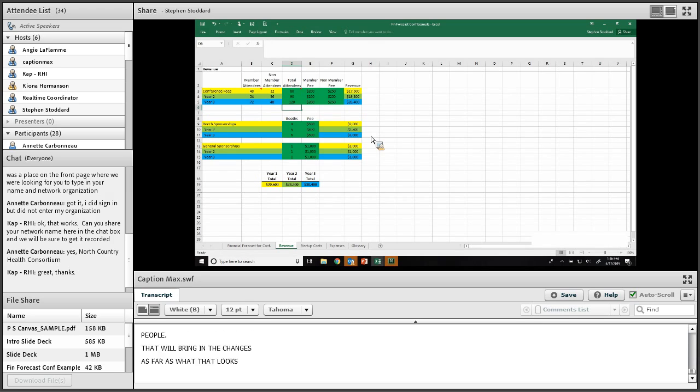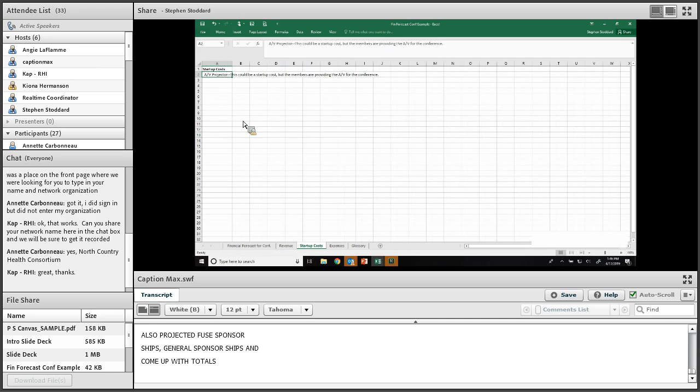Another thing is you'll notice that some of the cells have a little red triangle in the corner. And those are ones that I've just put in some notes to help you along with. So this one just points out that the dark green are the areas that you can change.